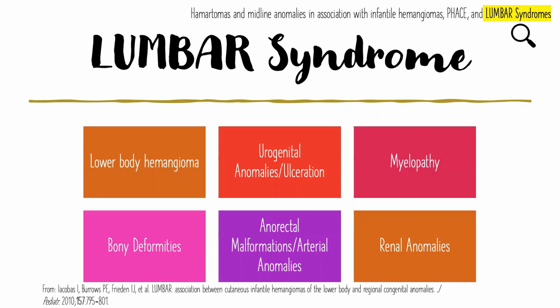The diagnosis of lumbar, much like PHACE syndrome, requires a variable combination of the following findings and can include lower body hemangioma, urogenital anomalies involving the internal and external genitalia and urethra, ulceration, myelopathy including muscle weakness and pain, bone deformities, anorectal malformations, arterial anomalies, and renal anomalies. Just like in PHACE, not all children with one or more of these findings will be diagnosed with lumbar syndrome, and not all children with lumbar syndrome will have all of these findings.